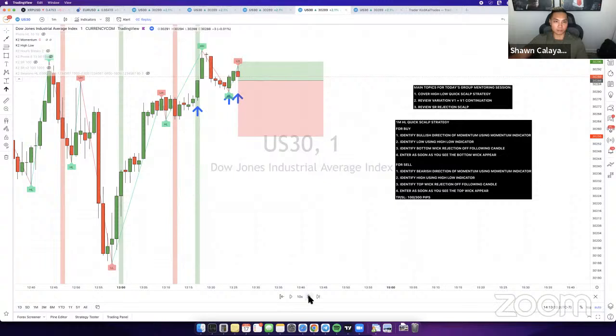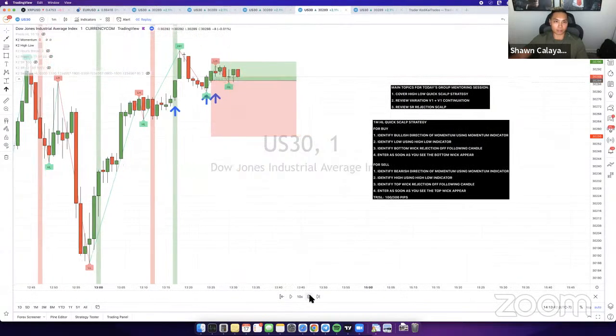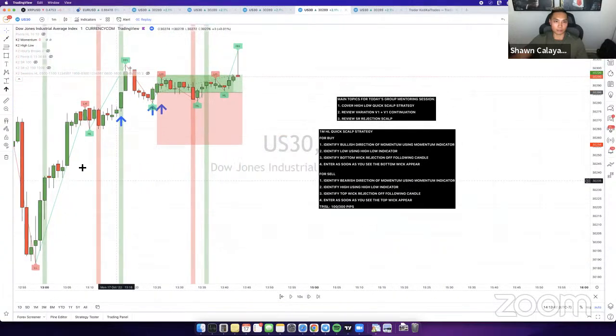Same setup as the last one. Price pushes up slightly. It's in profit. At this point, you'd be at break even already. Price comes down a little bit, kind of just bounces around a bit. And then eventually it goes up and hits TP right there.